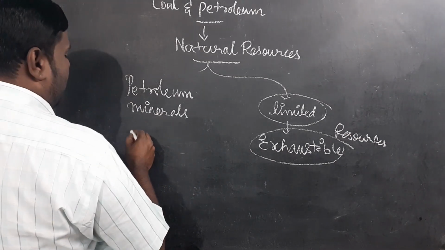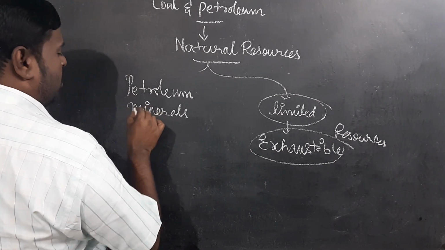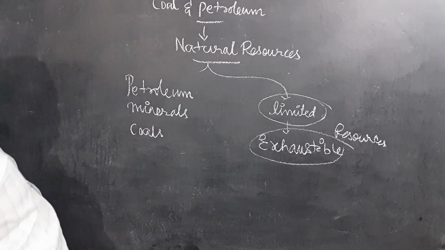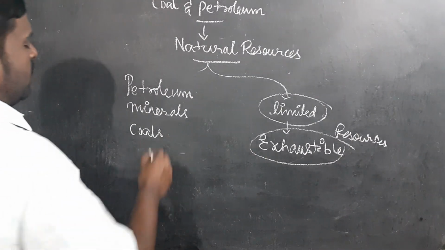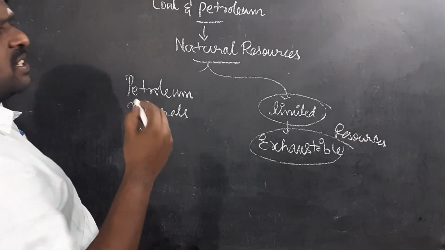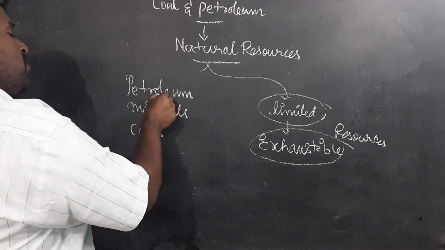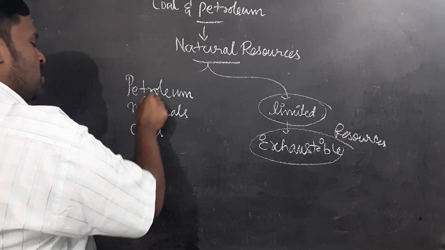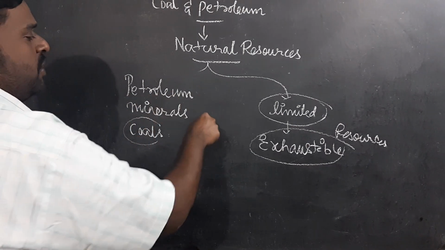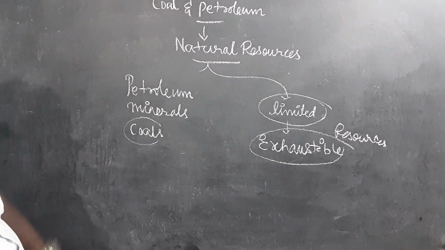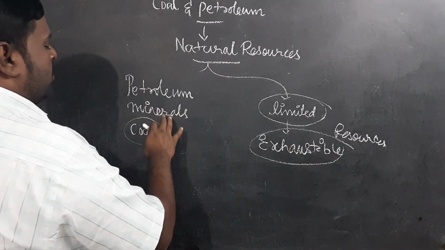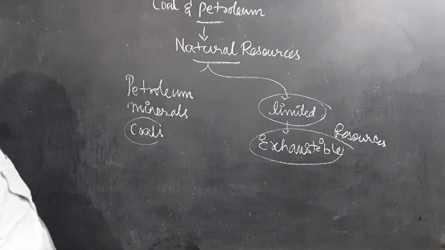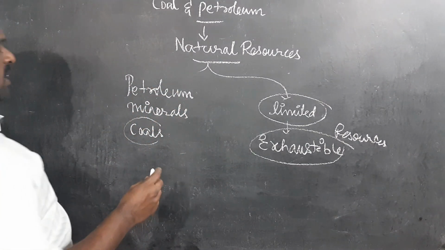Then even we have coal. Not only coal, we'll have other sources also. In petroleum, we have two kinds, depending upon solid and liquid. Solid we call coal. Liquid we call petrol, diesel, all that comes under it. So petroleum, minerals, coal, all of this comes under exhaustible resources.